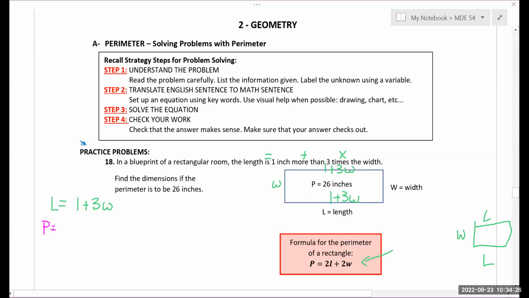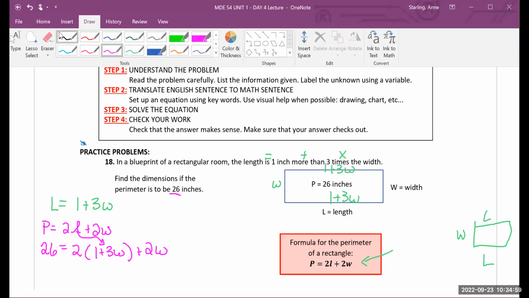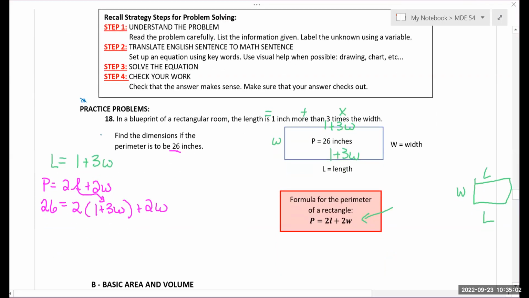So I'm going to come over to my perimeter, which is 26 inches, and it's 2L plus 2W. So let's fill in what we have. 26, that's the perimeter, is 2 times the length, but let's put the length in terms of that 1 plus 3W, and then just plus 2W. So I put in 1 plus 3W for length. Why did I do that? I can't solve an equation where I have too many variables. I need one variable for one equation. If I have 2 variables, I need 2 equations. So at this point, I'm going to solve this as is.